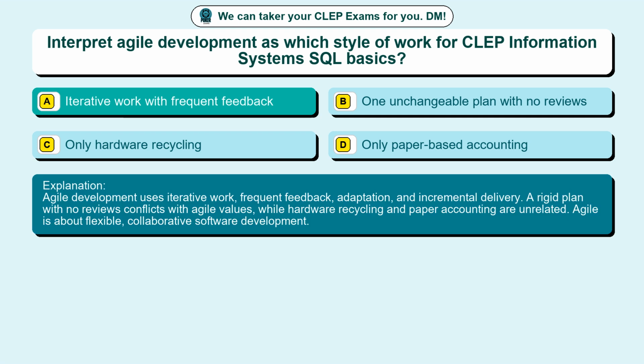Agile development uses iterative work, frequent feedback, adaptation, and incremental delivery. A rigid plan with no reviews conflicts with agile values, while hardware recycling and paper accounting are unrelated. Agile is about flexible, collaborative software development.